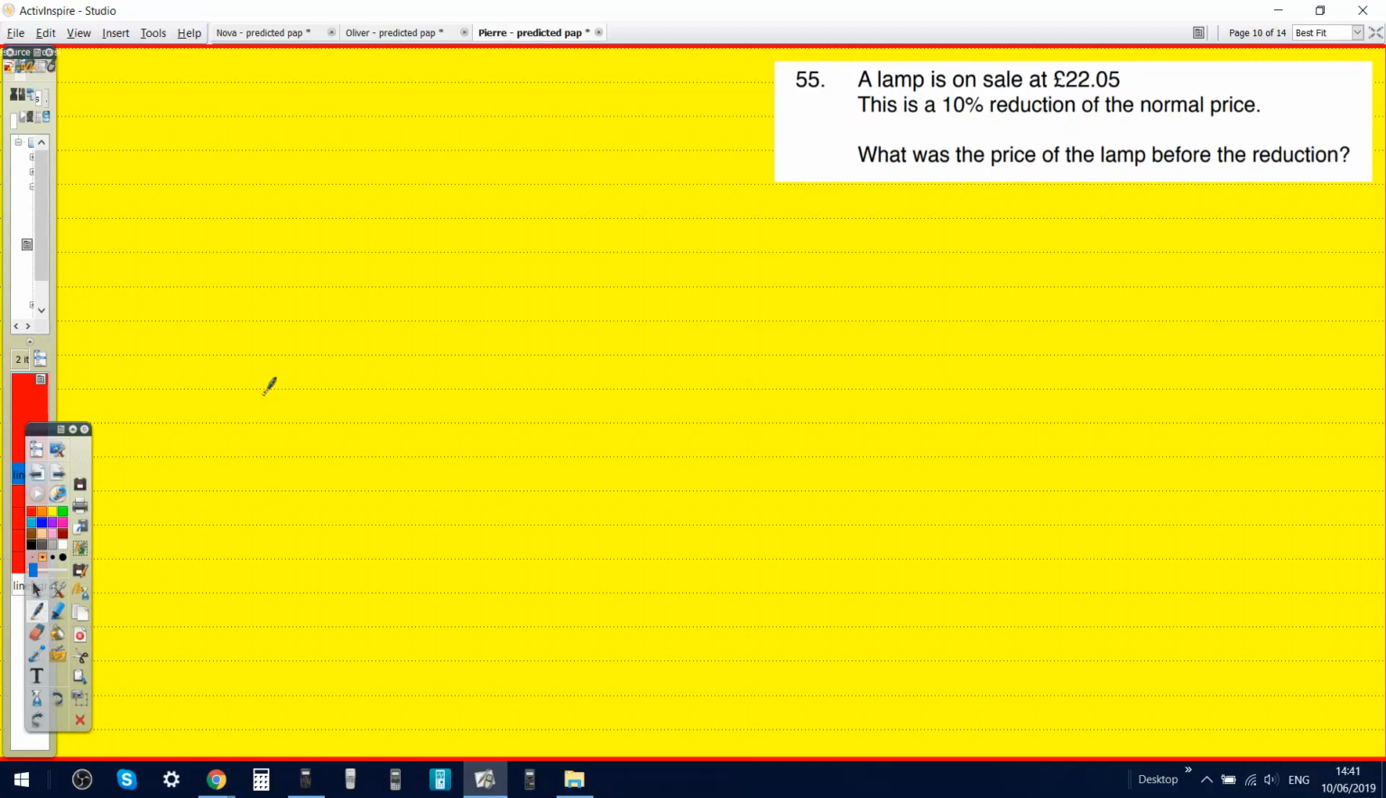Okay, lamps on shelf, £22.05. What was the price of the lamp before the reduction? So to find out what the original price is, did you make it 110%? This was a reduction. All right, yeah. So it'd be 90%. Yeah. So 90% times 22.05. Well, 90% is 22.05. Oh yeah.